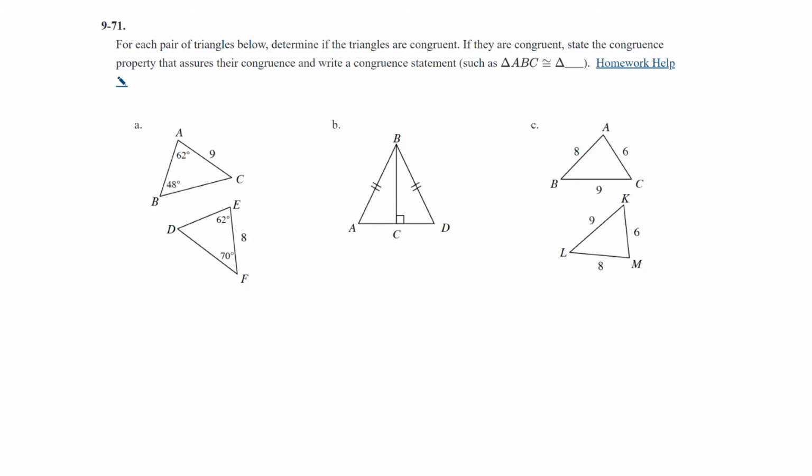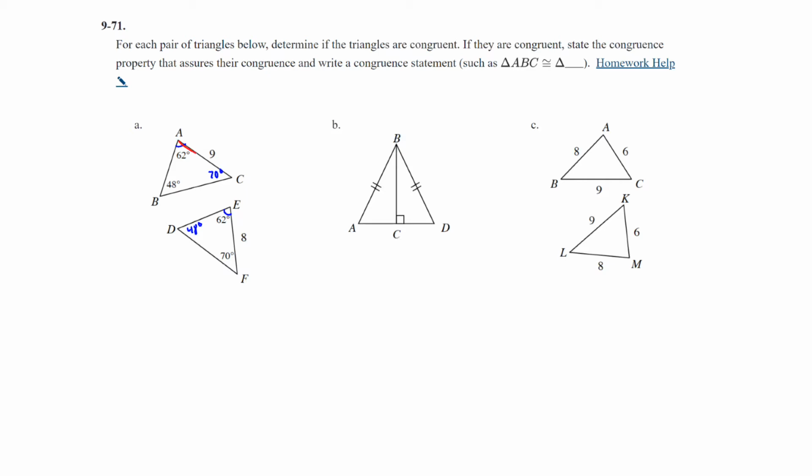Question 71, for each pair of triangles below, determine if the triangles are congruent. If they are congruent, state the congruency property that assures their congruency and write a congruency statement. So on part A, we have 62 degrees, one's 48 and one's 70. So let's go ahead and find the third angle for both of them. So all the angles are the same, which means that they're similar, but it doesn't mean they're congruent.